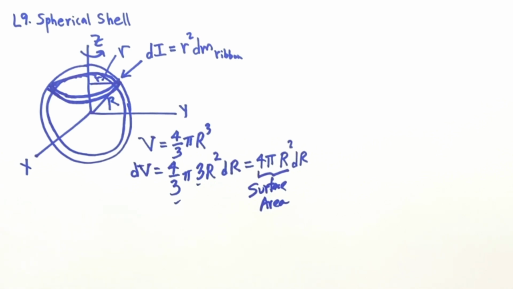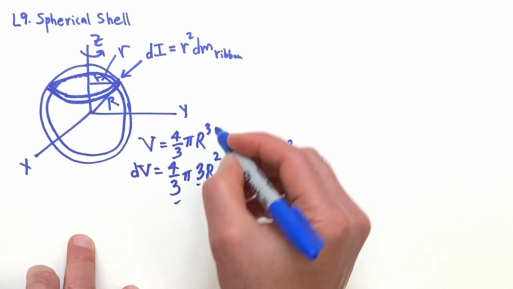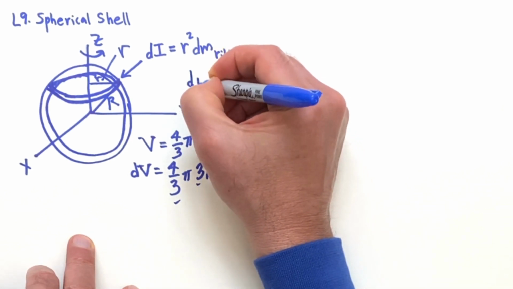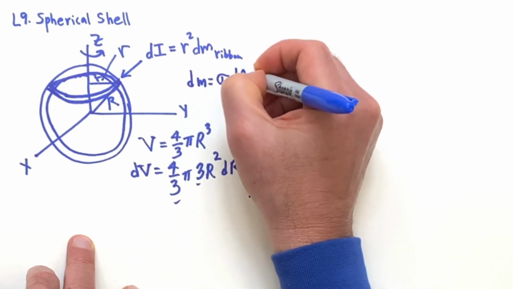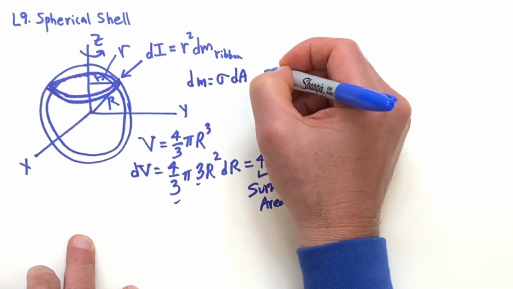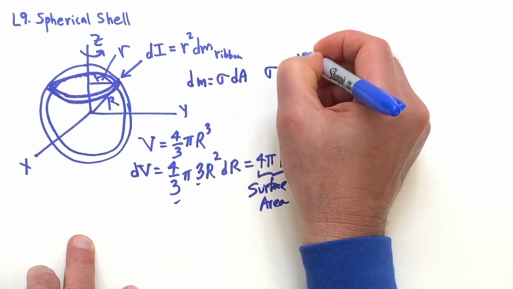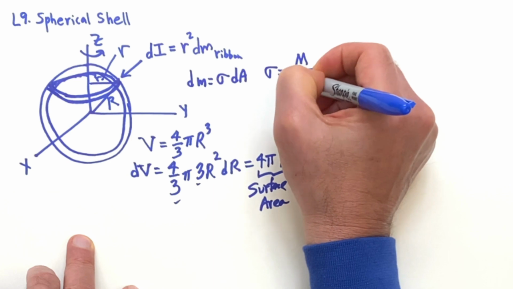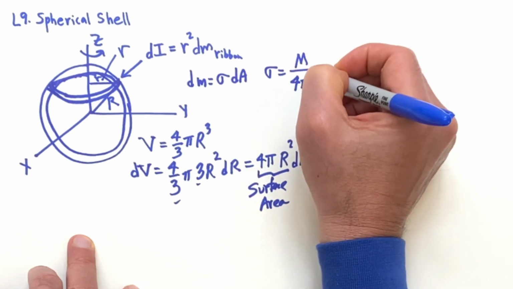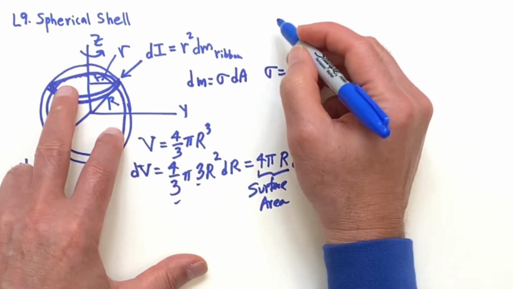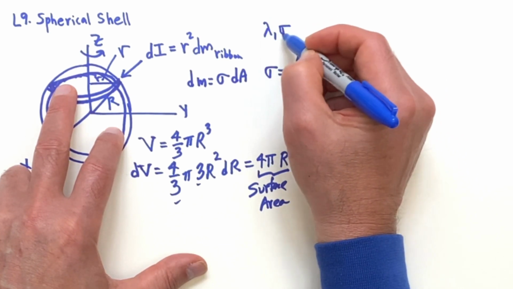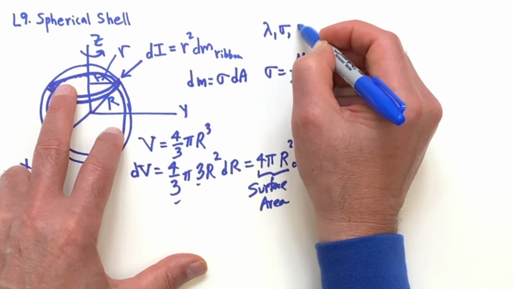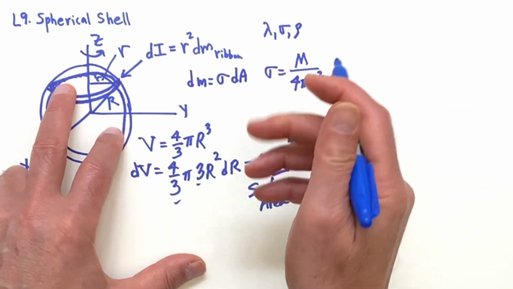So we're ready to do the problem now. Let's summarize what we have. We have dm is sigma dA, and the sigma is the total mass over the total surface area, like that. I like to use for densities, linear density lambda, surface density, area density, sigma, and then rho for the volume. So this is an area case.